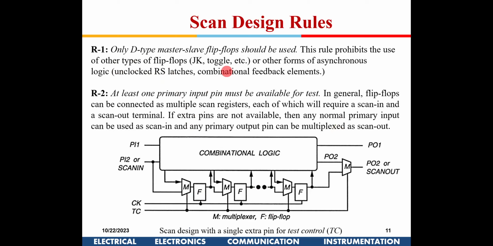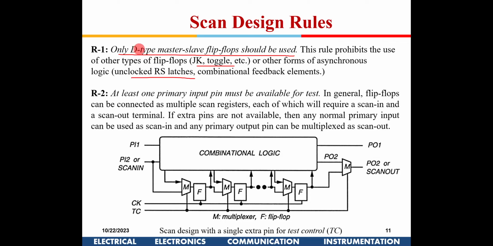Certain rules are to be followed when we are designing for testability. The first is that only D type master slave flip flops should be used. The moment we have JK, toggle, or other flip flops, this scan design won't work. So when we are making a sequential design, we use only a D flip flop. Initially when we start designing the circuit we will just use D flip flops, and subsequently we will modify those D flip flops into scan flip flops, right?